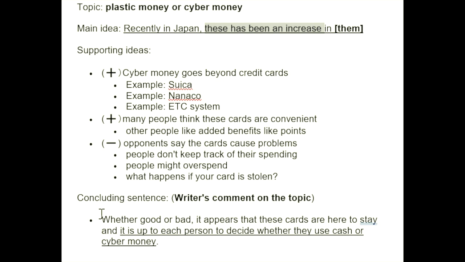In conclusion, the writer gives their opinion and says it's up to each person to decide whether they use cash or plastic money. So it's very clear. The writer is saying, look at my examples and then you decide.